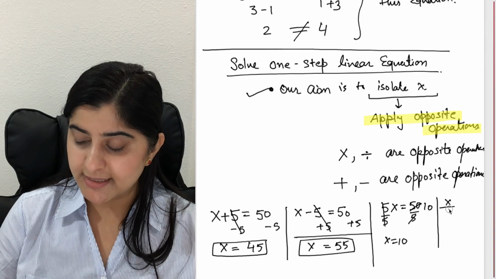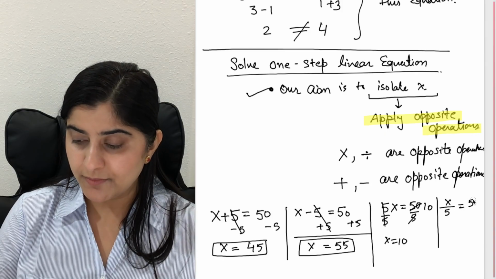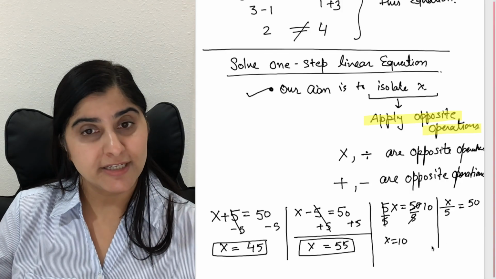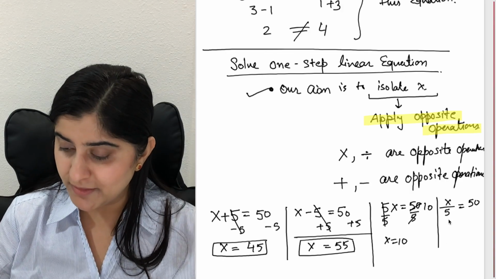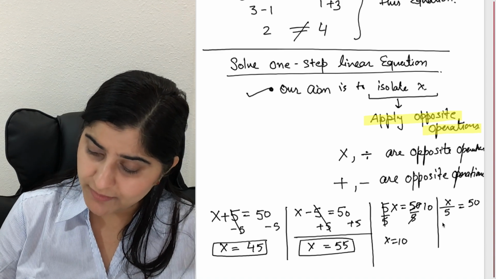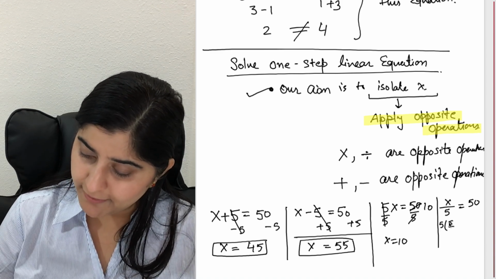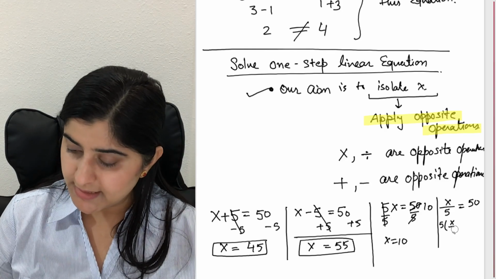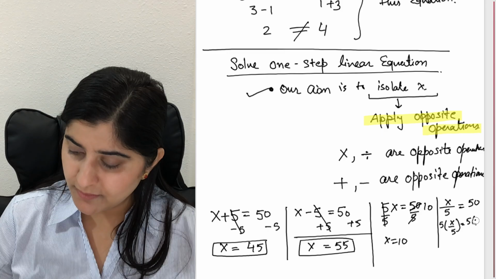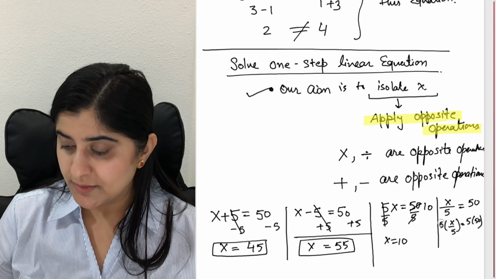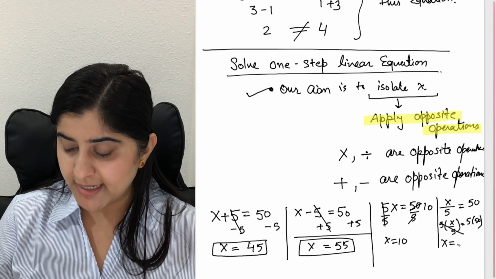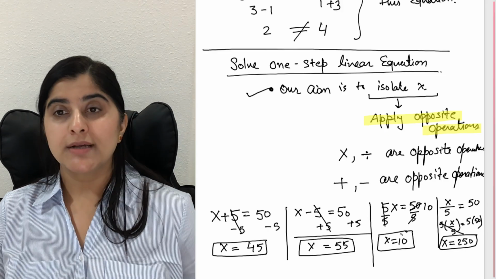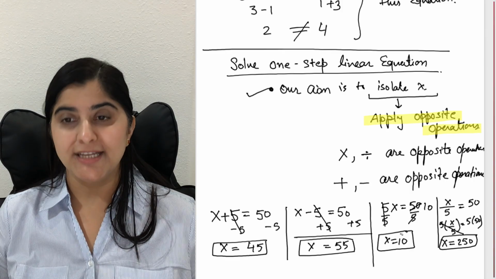Similarly, if 5 is connected with x in division, so we are dividing x by 5, to isolate x, what is the opposite operation? Multiplication. We will multiply by 5 on both sides. So it is x over 5, and on the right hand side also we will multiply by 5. So these two 5s will be cancelled out. We get x is equal to 250. So these are the one step solutions for linear equations.